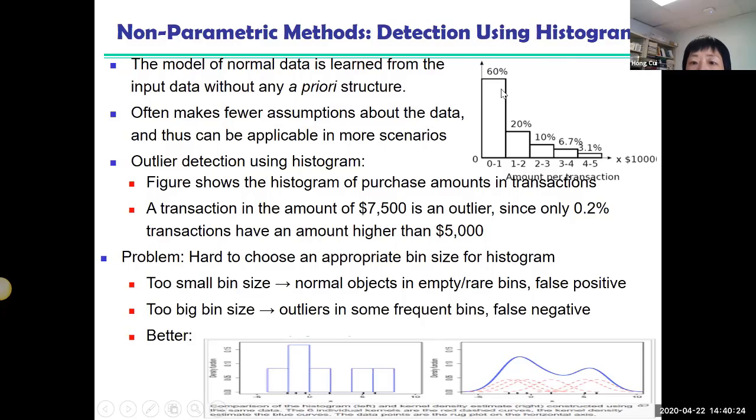Using a histogram has the difficulty of how to set the bin size. If we have too small a bin size, then normal objects may end up in empty or rare bins. This results in false positives. If we have too large a bin size, we could run into false negative examples. An alternative to the fixed width histogram is to just do density estimation like we did before.